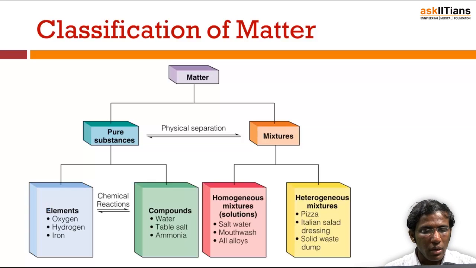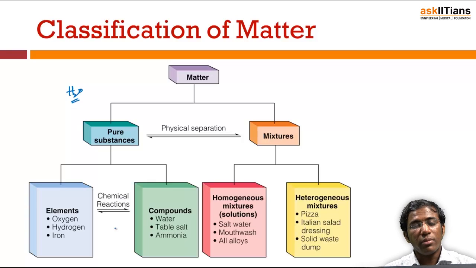An element is just a union of the same atoms. Pure substances contain only a single type of atoms or molecules. If they contain only atoms, we call them elements. If they contain only a single type of molecules, we call them compounds. Water contains only H2O molecules, so it is known as a compound. Elements contain the same atoms, and compounds contain the same type of molecules. Elements react with each other and form compounds. Hydrogen and oxygen react, a chemical reaction takes place, and they form compounds. Similarly, table salt is formed by the reaction of sodium and chlorine.